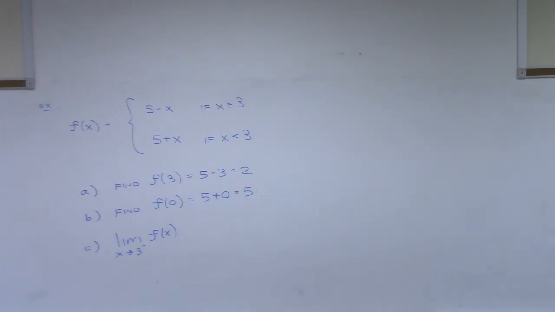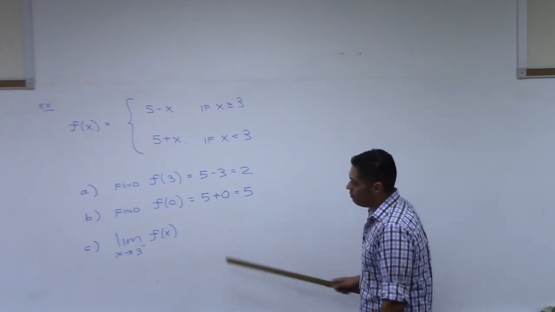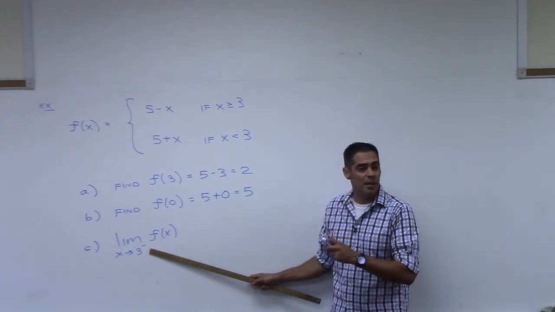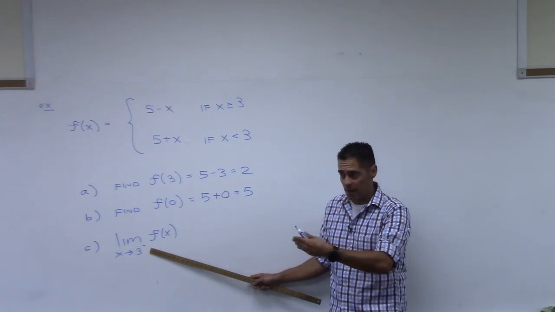So the bottom one? It's less than 3. Okay, good. So I'm asking for a one-sided limit here. I'm looking for the left-hand limit, right?